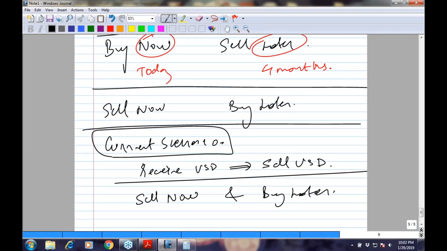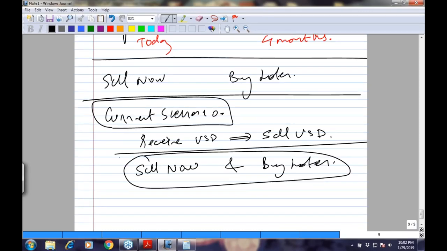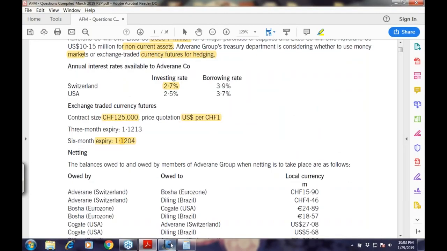But in this specific scenario, the problem that arises is that we cannot enter into a contract to sell USD. Why? Because the contracts are available in CHF only. The contracts are for CHF. So what do we need to do?